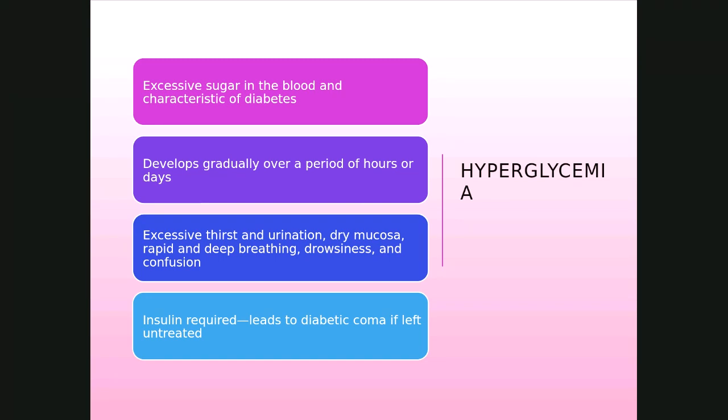The problem is that we don't have access to insulin as readily as we would have access to orange juice, sugar, soda, or a candy bar. So if this is the case, the only way to treat hyperglycemia is to get the patient insulin.